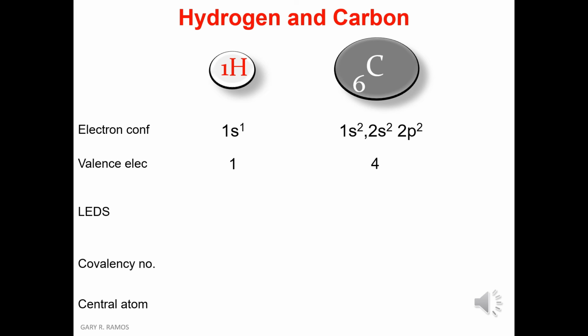The valence electron of hydrogen is 1, since it has one electron at the outermost shell, while the carbon's valence electron is 4, since it has 4 electrons at the outermost shell. For the Lewis structure of hydrogen, we're going to add one dot beside the chemical symbol H. For the Lewis structure of carbon, we're going to add 4 dots around the chemical symbol of C.